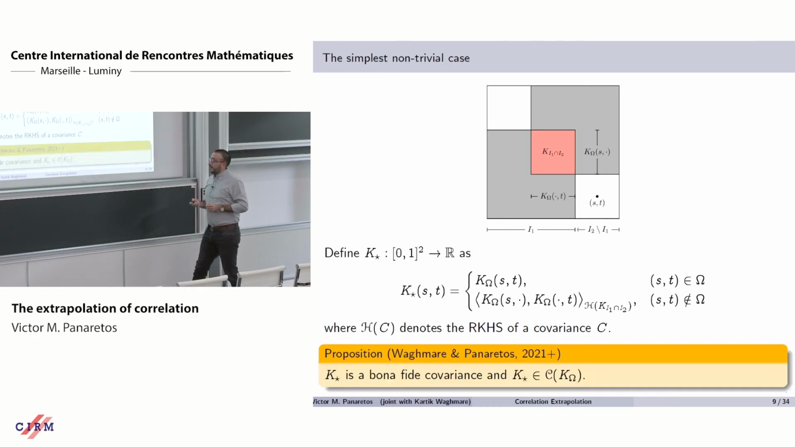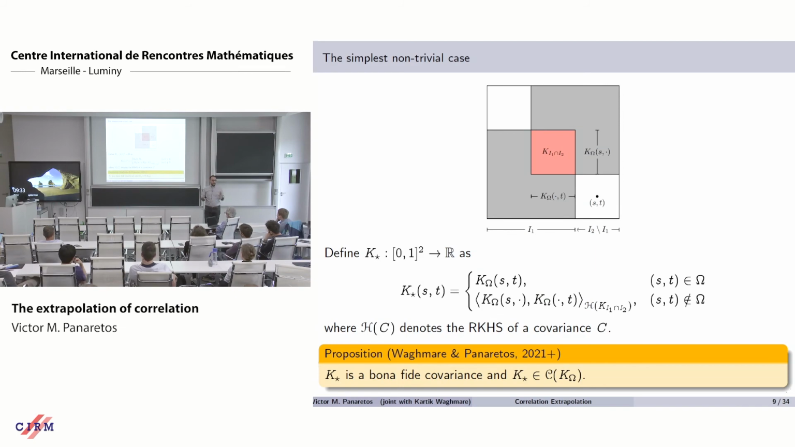Very well, so what can we say about this? If you define this extension, it is a bona fide covariance. And since it is a covariance, and clearly its restriction agrees with k omega, it is a valid completion.